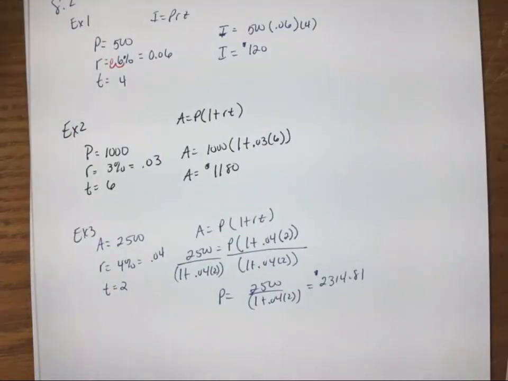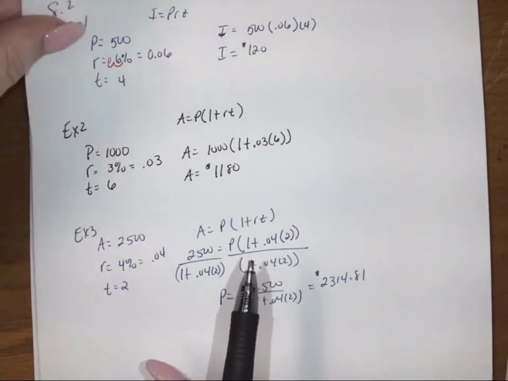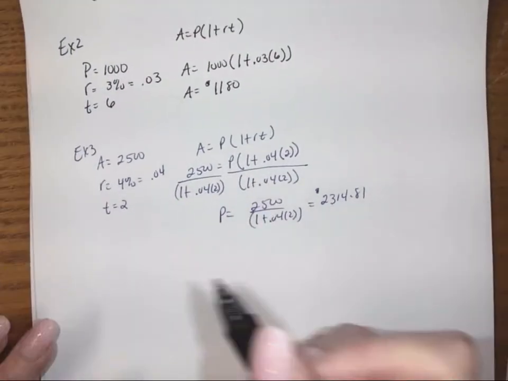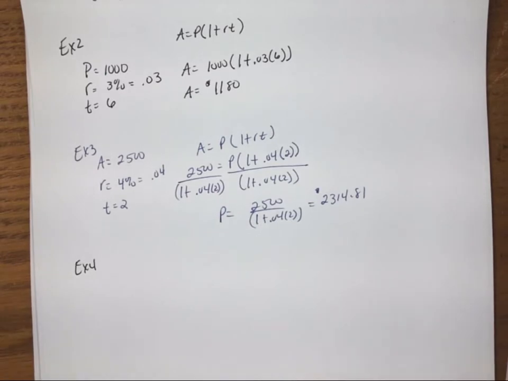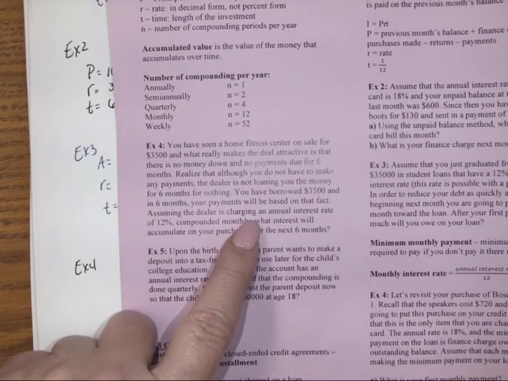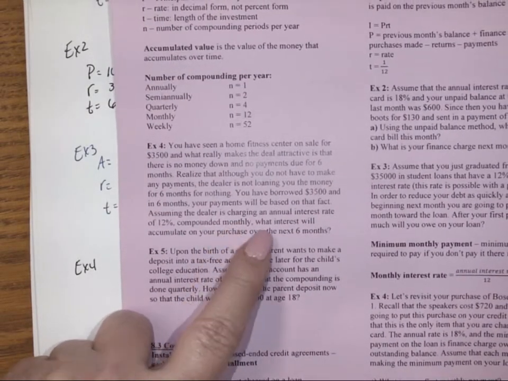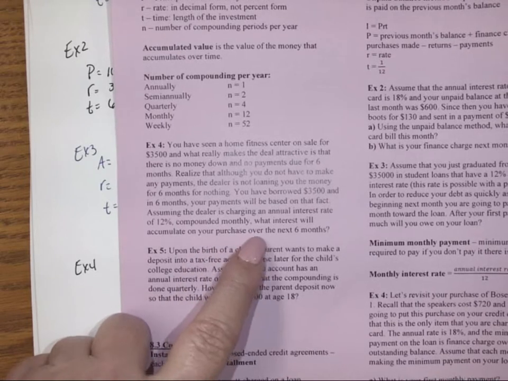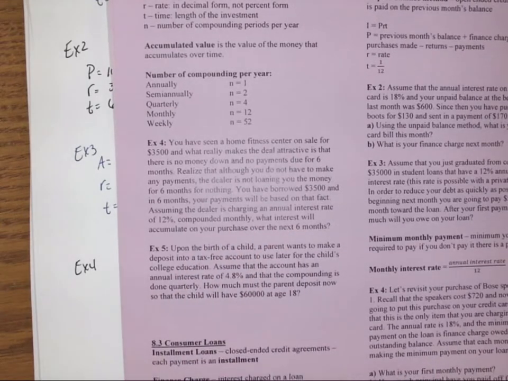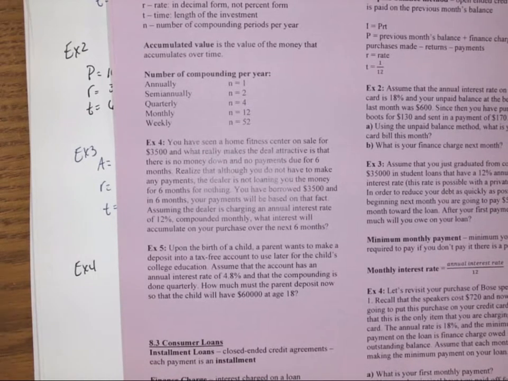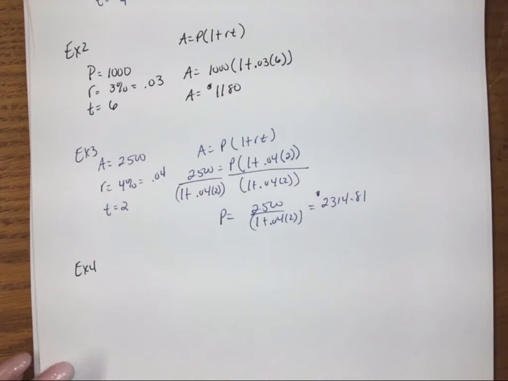Alrighty, so let's go look at example 4. So for example 4, we are looking at all the values. We are trying to find what interest will accumulate on your purchase over the next 6 months. We're looking actually for the interest, not the total accumulated value, but we're going to have to find the accumulated value and take out what we borrowed to find the interest on that.